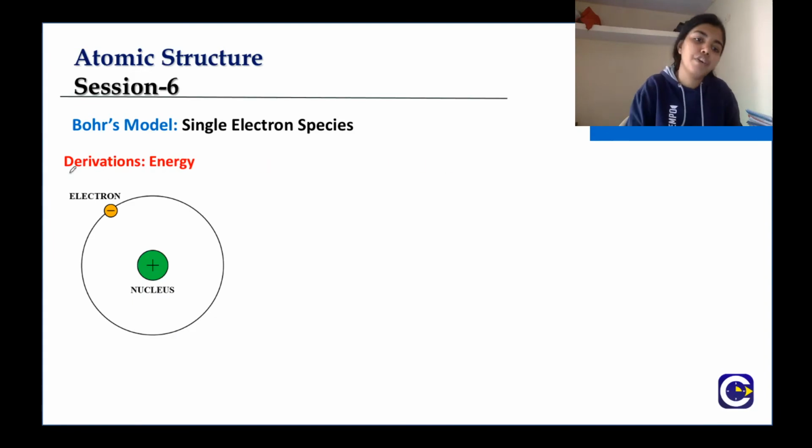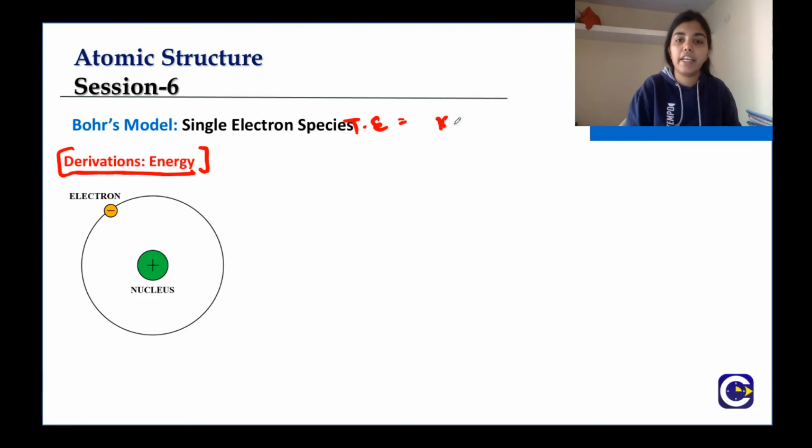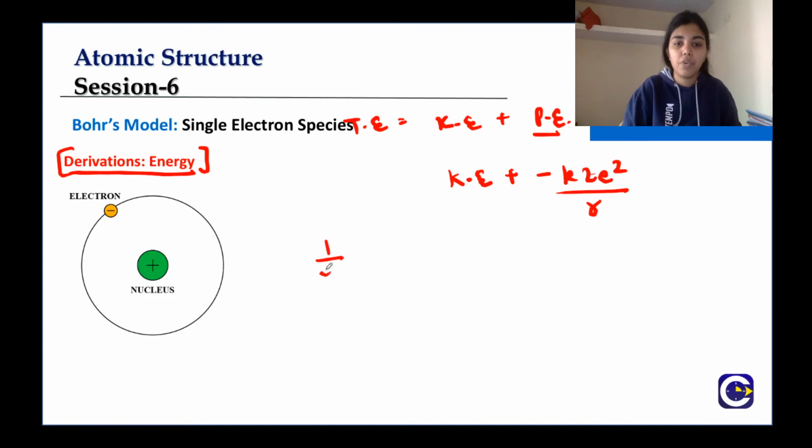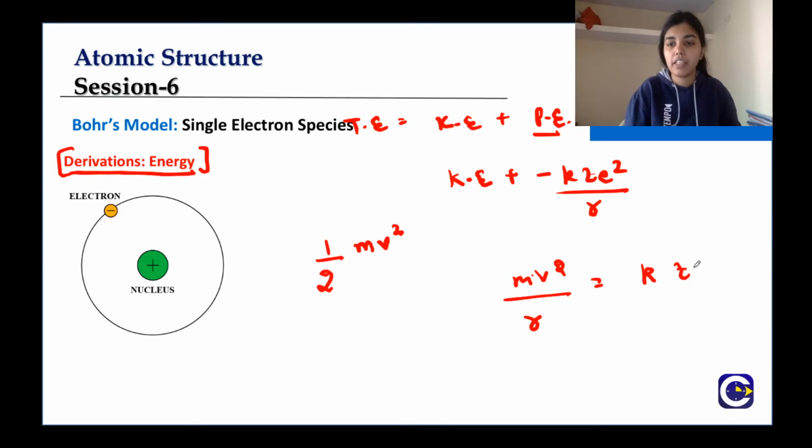Now derivations for energy. See, total energy is equal to kinetic energy plus potential energy. Potential energy we have already studied, that minus kze square by r is the potential energy. And the kinetic energy formula we need to find out. We know that half mv square is the kinetic energy formula, right? We also know that mv square by r is equal to kze square divided by r square.